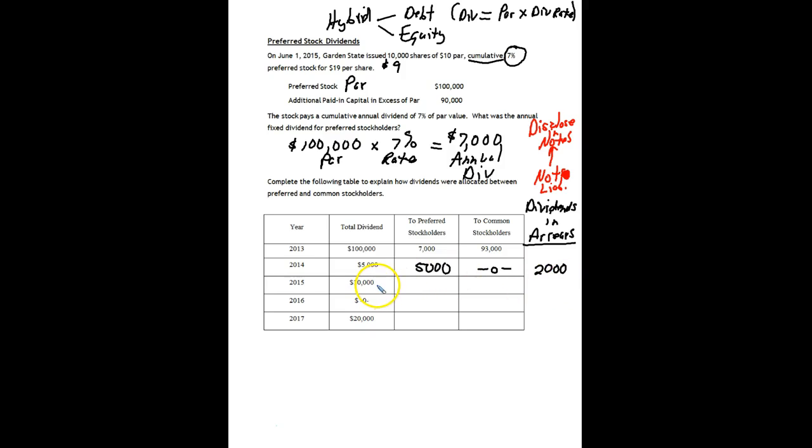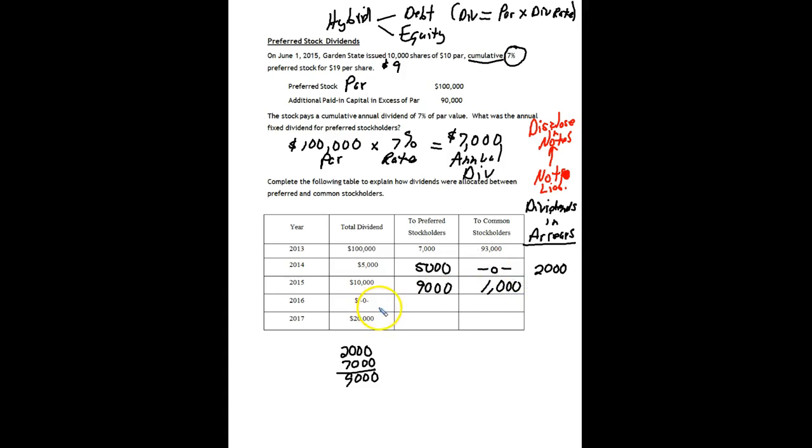Now the following year, what if $10,000 is declared as a dividend? Well, the $2,000 in arrears gets paid first, and then the current dividend of $7,000. So the preferred shareholder will get $9,000 before common shareholders receive anything. We pay the dividend in arrears, we pay the current dividend, and then whatever's left over, which in this case is $1,000, goes to the common shareholder.